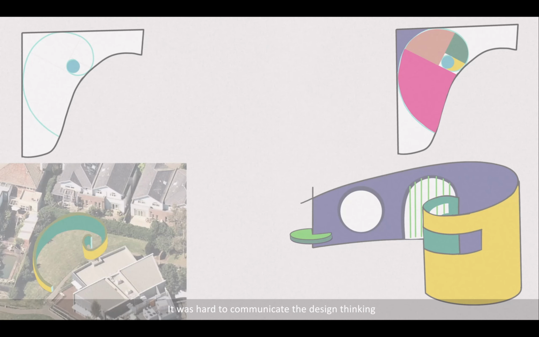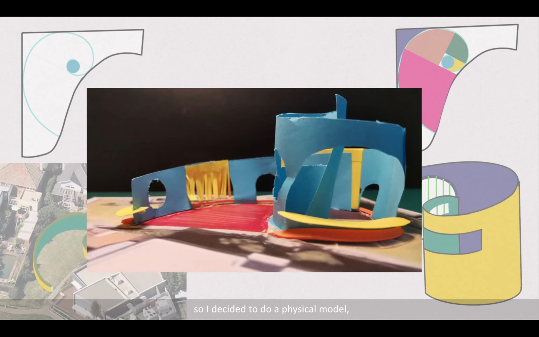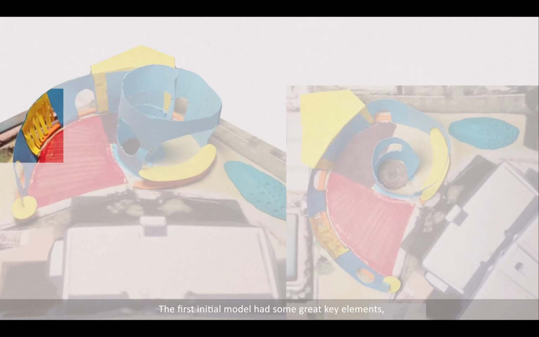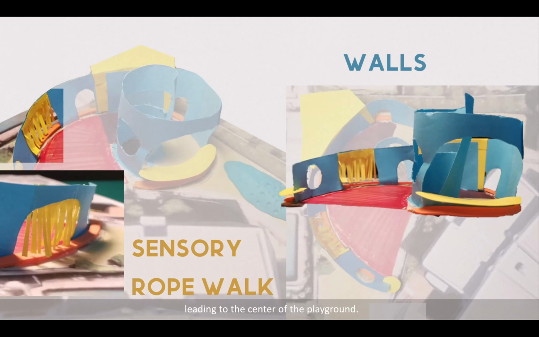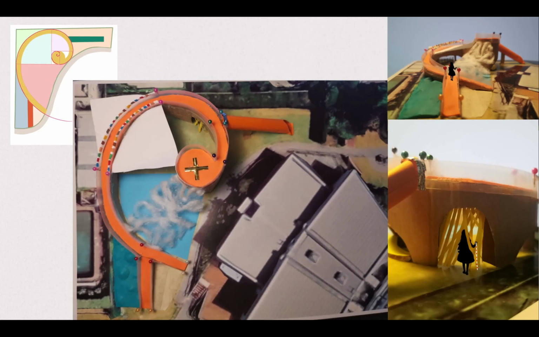It was hard to communicate the design thinking using sketching tools, so I decided to do a physical model, giving me a sense of perspective and scale, and allowing my creativity to be expressed better. The first initial model had some great key elements, such as the sensory rope walk and walls being a guiding support leading to the center of the playground.